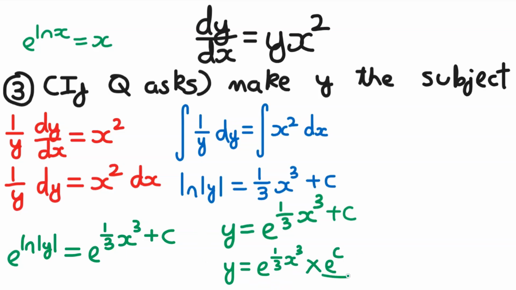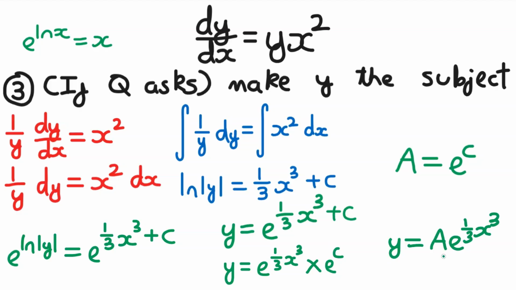And with this e to the power of c, as c is a constant, e to the power of c is also a constant. So you can make a substitution, say a is equal to e to the power of c, and rewrite this as y is equal to a e to the power of 1 over 3 x to the power of 3. You don't have to do this, but it's a bit of a neater format than this here. And then this here is the final answer, and we've solved the differential equation.